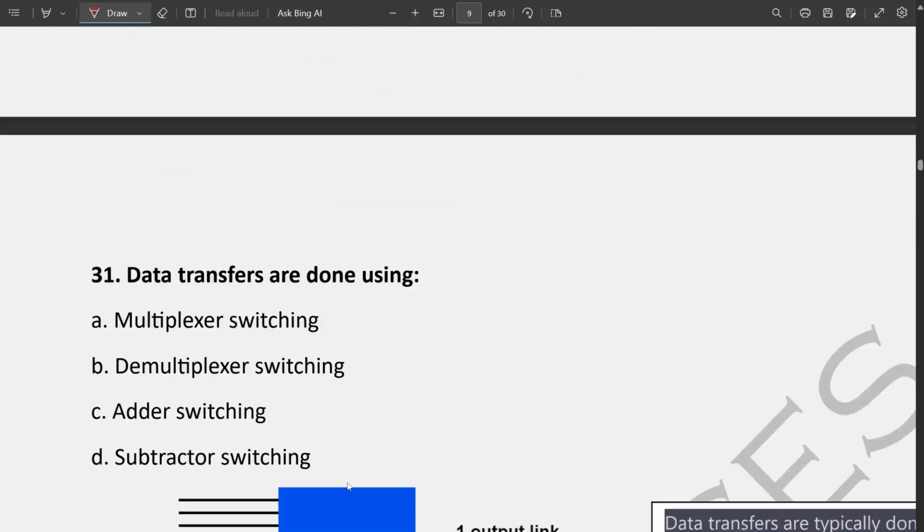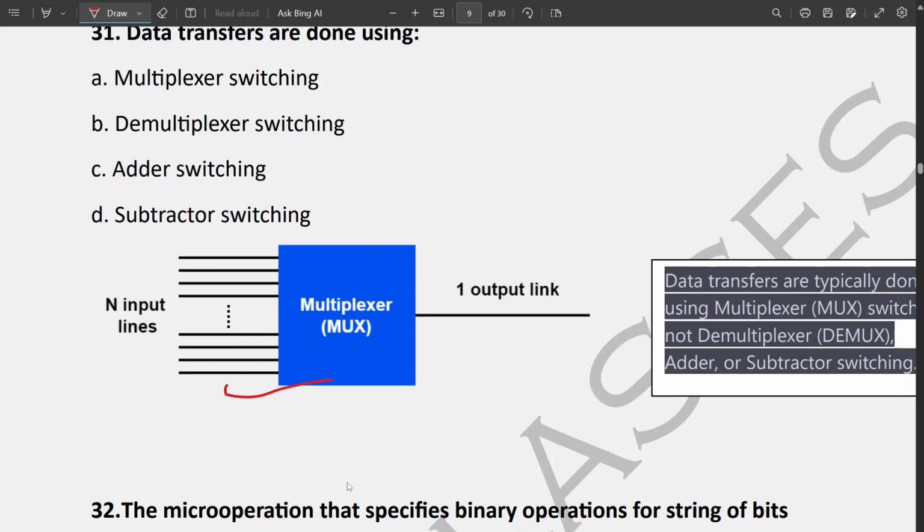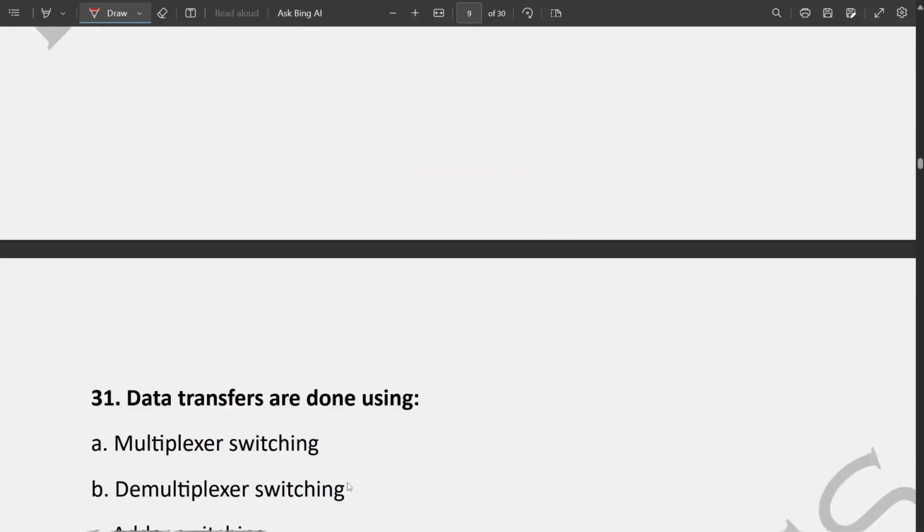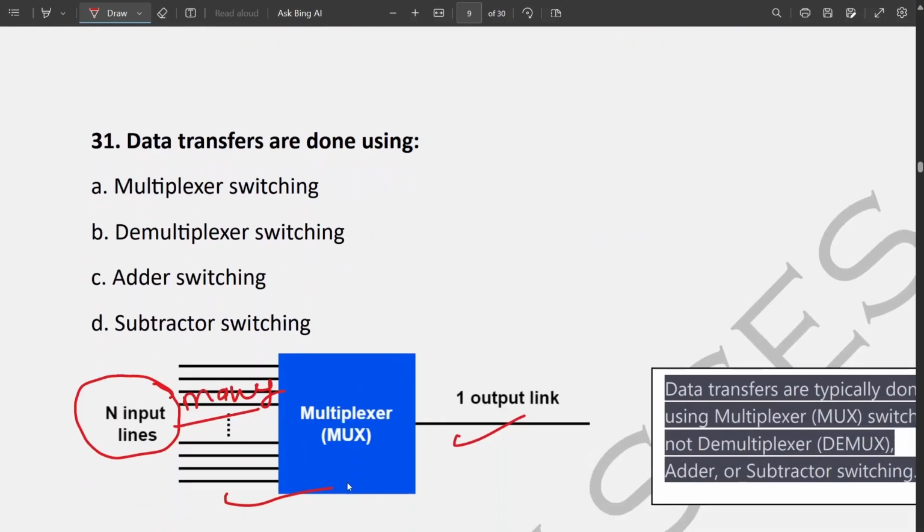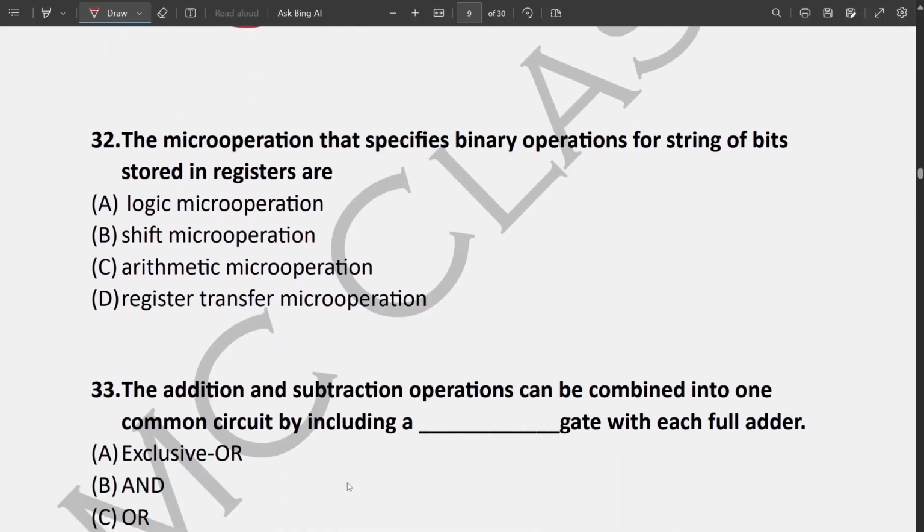You can see it in this image. Here is your multiplexer and it always takes n inputs, like many inputs, and the output is a single output. So that's why the answer will be multiplexer. Next, data transfer is done using what? The answer is multiplexer. Data transfer is typically done using a multiplexer. Next, the microoperation that specifies binary operations for strings of bits stored in registers is a logic microoperation. Option A is correct.